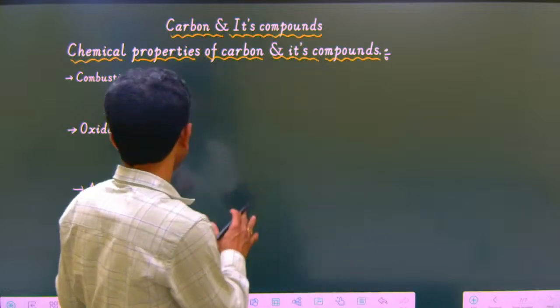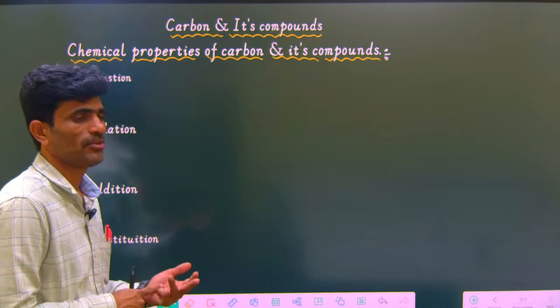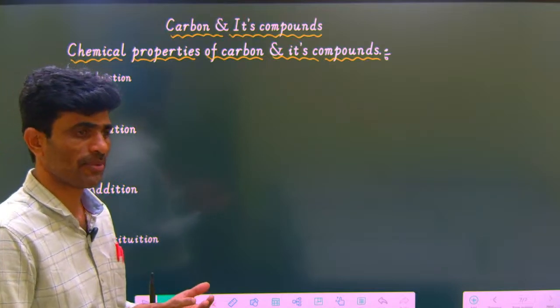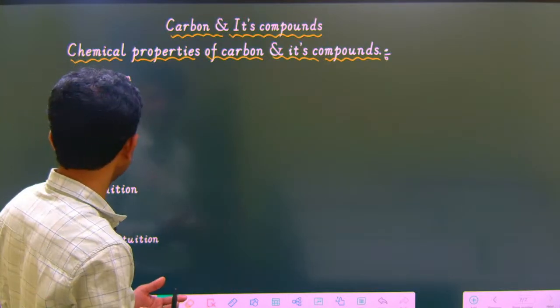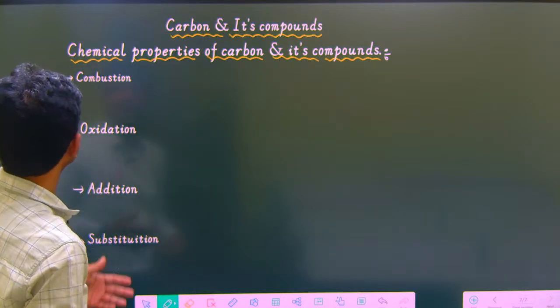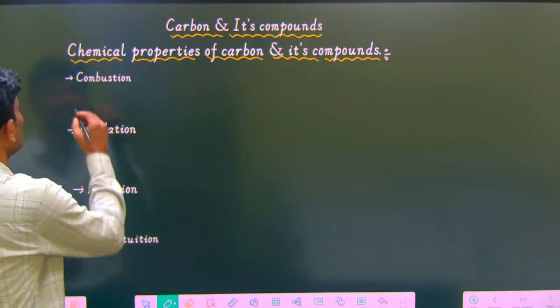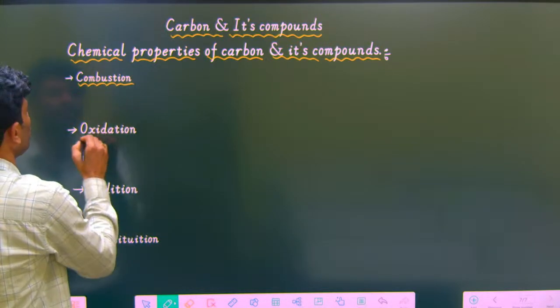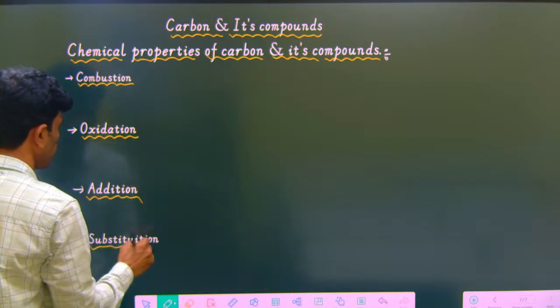Now with this I will conclude today. One more important topic is there, that is the chemical properties of ethanoic acid, chemical properties of ethanol, and soap. Those we will discuss in another video because it is already, I think, late. After that we will conclude. Very important, these four chemical properties of carbon and its compounds are also important.